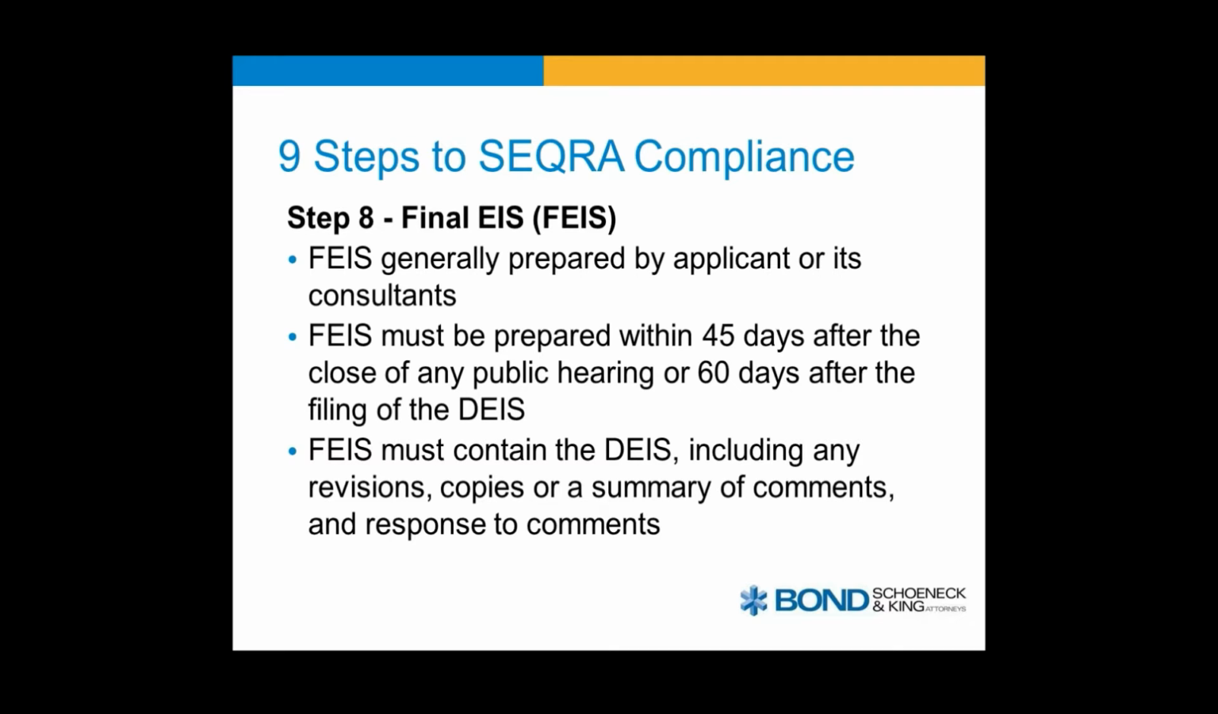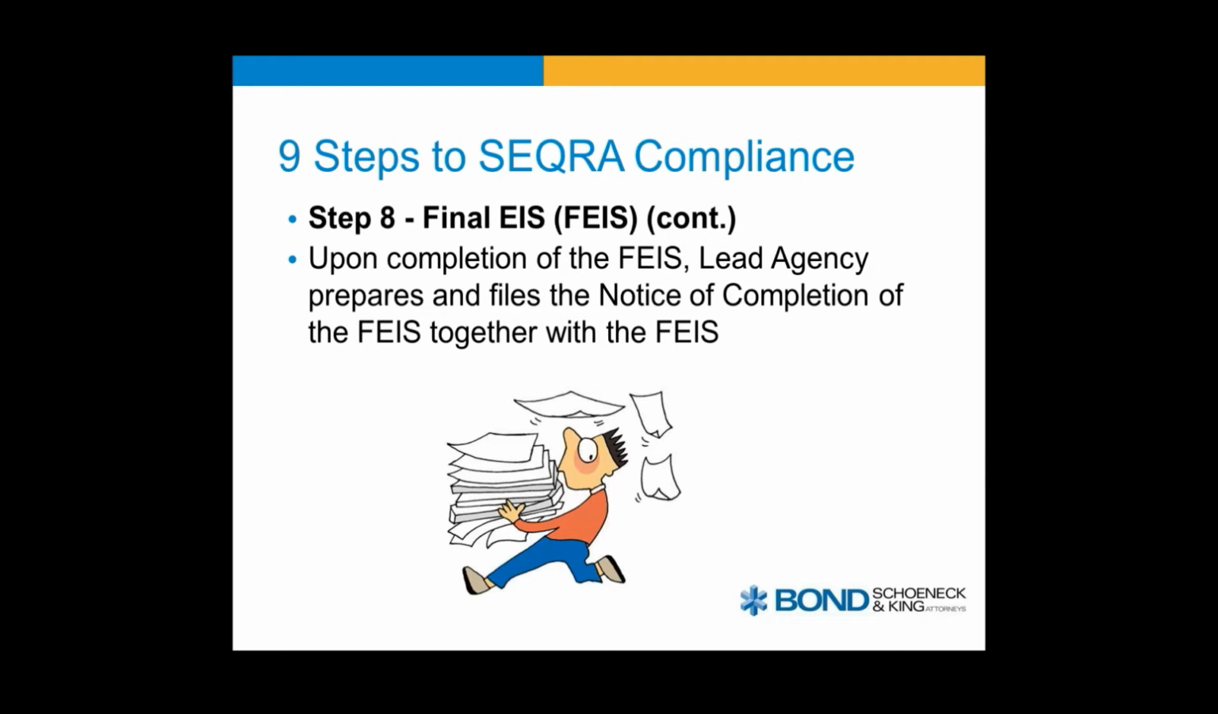And then after that public comment period ends, the next step is to prepare a final environmental impact statement that has to be prepared within 45 days after the close of any public hearing, or 60 days after the filing of the draft environmental impact statement. And that final environmental impact statement is going to include the draft environmental impact statement, any revisions to the DEIS, copies or a summary of all comments, and a response to those comments.